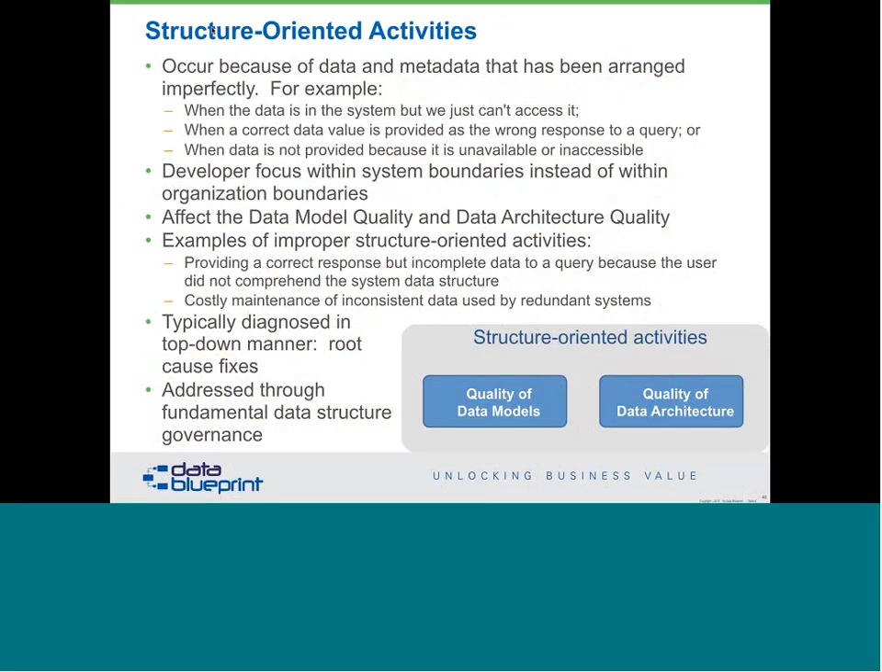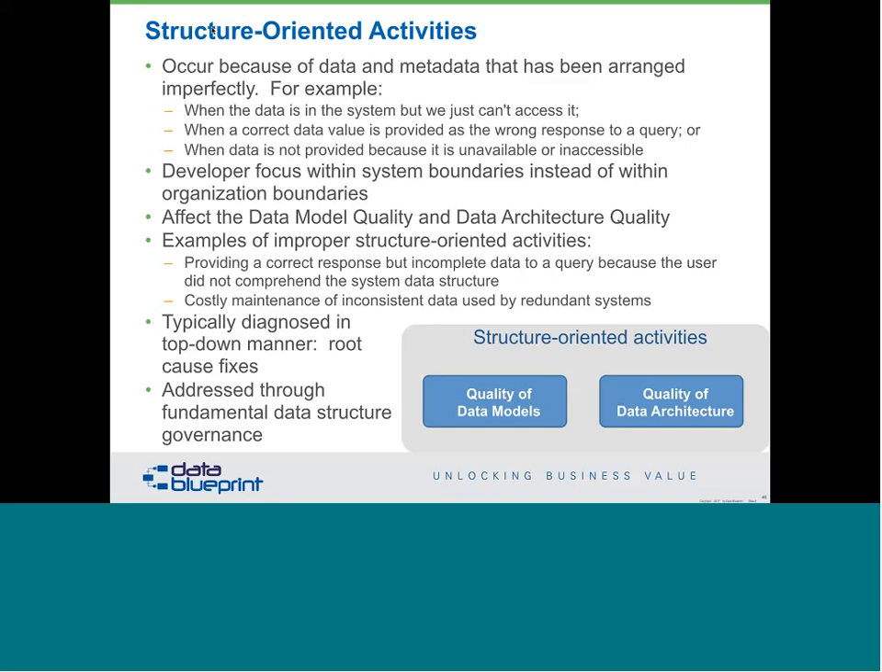To look at structure-oriented activities, these are really very different. They occur because the data and the metadata has been arranged imperfectly. The data might be in the system, but we can't access it. You might have a correct version provided in response to the wrong query, or a wrong response to the query, and data simply not being available. And the reason for that is because developers tend to focus within system boundaries, whereas data tends to move across system boundaries. So these affect both data model quality and data architecture quality, and if they don't work, you have a very big challenge.